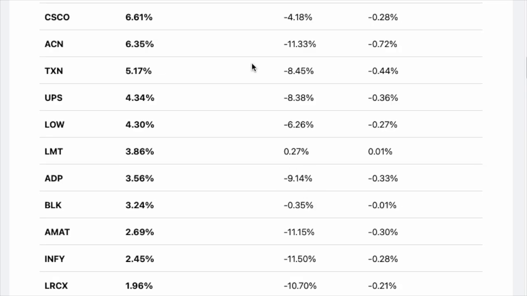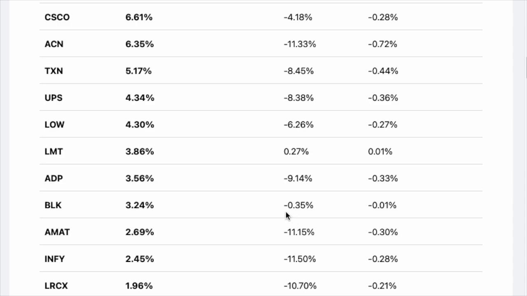respectively. If we look a little further down the asset allocation list, the portfolio had a pretty big loss from Accenture that fell 11.33%. Texas Instruments and UPS also didn't do so well, falling more than 8% during the month. We had a pretty good return from Lockheed Martin that was up 0.27%, and a pretty lousy month for ADP that was down more than 9%.